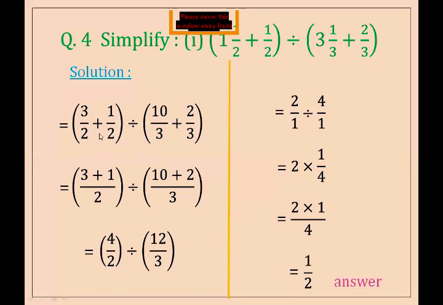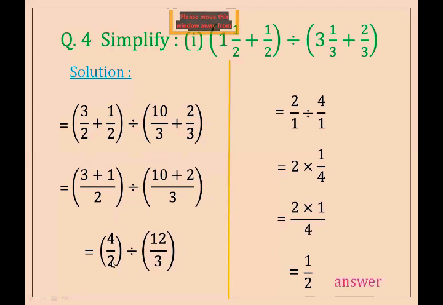Okay students, 3 upon 2 plus 1 upon 2, both are fractions having the same denominator, so we add them. The denominator is written once and the numerators are added with each other. So here we write 3 plus 1. The bracket is written as it is, and the division sign is written as it is. Again, we solve this bracket. Both denominators are common here, so we add the numerators, 10 plus 2. Again 3 plus 1 is 4, the denominator is the same 2, the divide sign and brackets are the same. Here we have 10 plus 2, which is 12 upon 3.